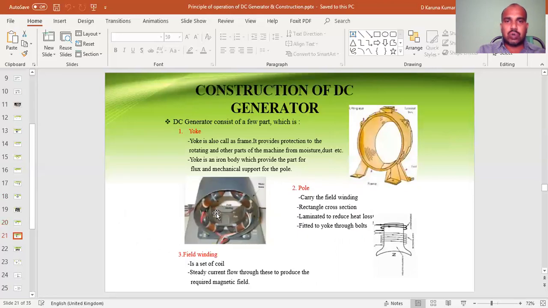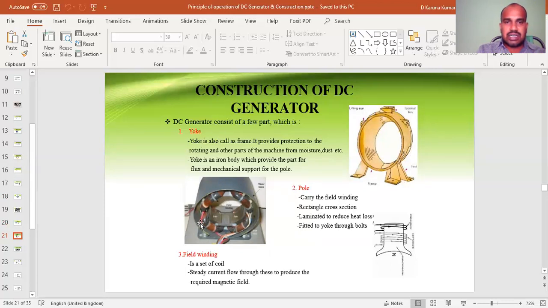The first one is the yoke. This yoke is also called the frame. The yoke protects the rotating and other parts of the whole machine. The yoke is an iron body. It is made from iron and provides a path for the flux and mechanical support for the poles.